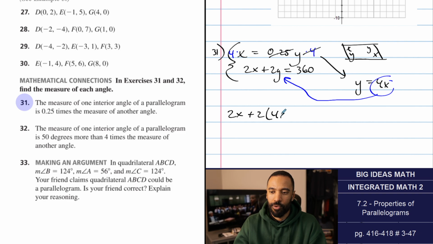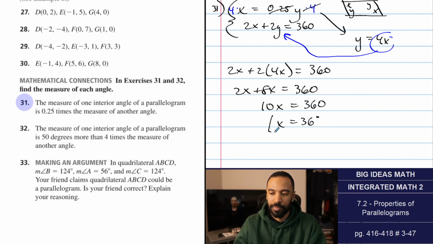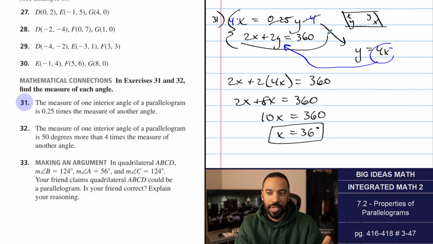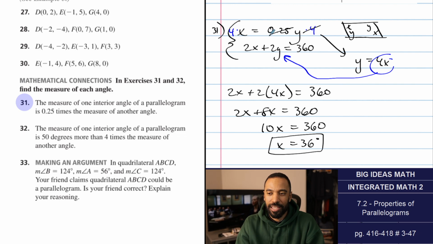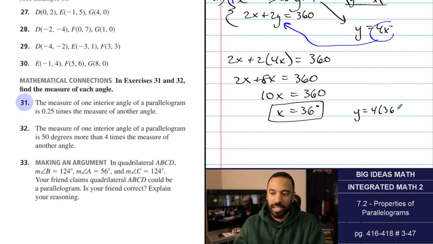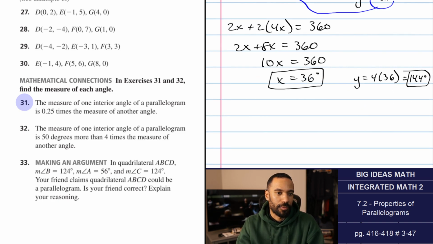Solve for x. 2x plus 2 times 4x equals 360. And let's just keep going with that. 2x plus 8x equals 360. 10x equals 360, divided by 10, x equals 36 degrees. That's the measure of that angle. Y, you can find it several ways. You can find it by the big adding to 360, you can find it by the supplement of 36, or you can say that it is a quarter of y, so you have to multiply by 4. Y equals 4 times 36, which is the same as 180 minus 36. It's 144 degrees. Okay, that's number 31.